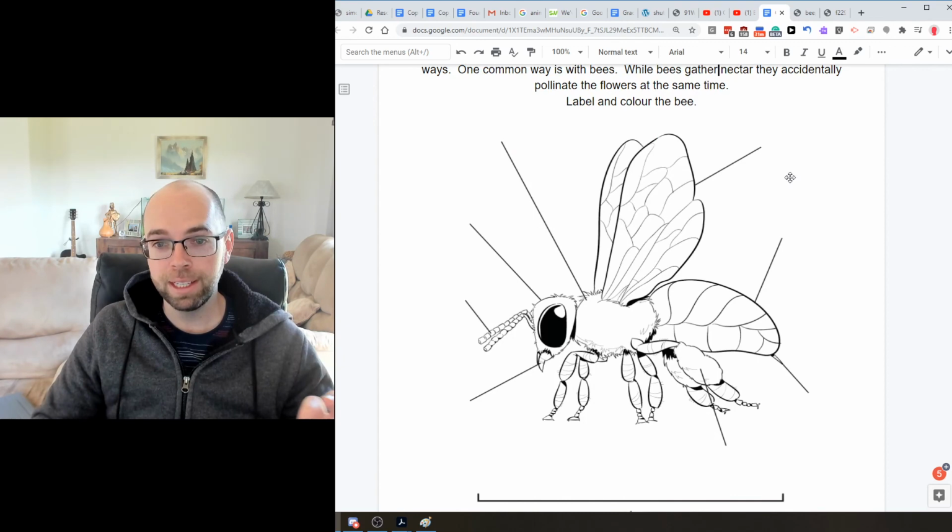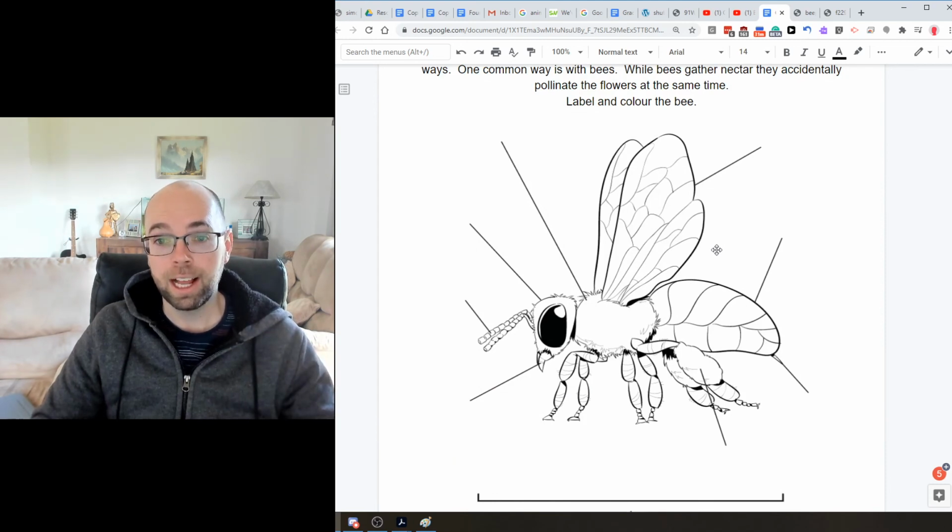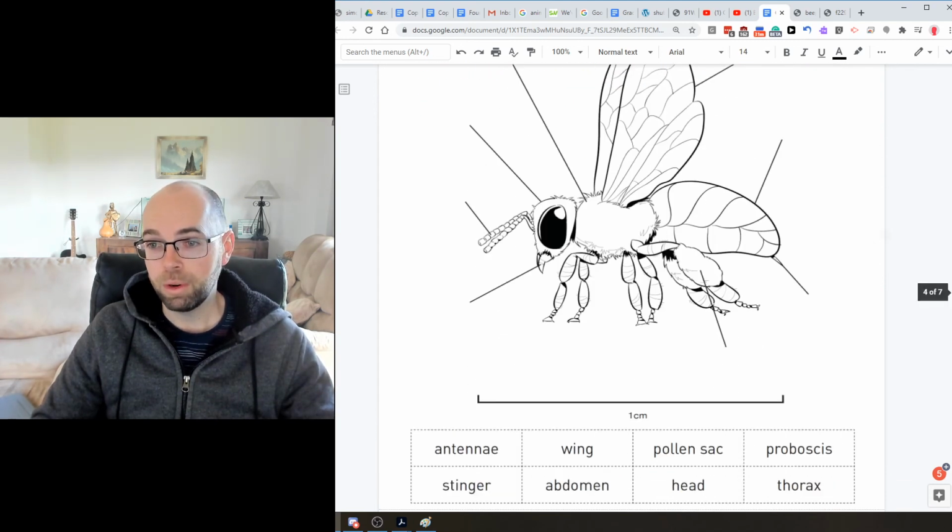But all of these are labels: the title at the top, a bee, and then we've got the key here, and that should be all done, colored in nicely and organized.